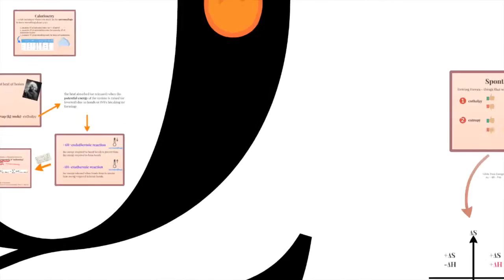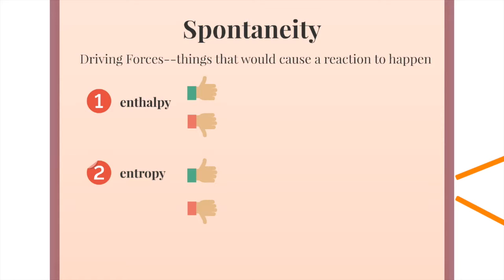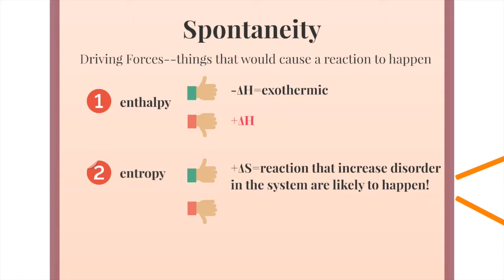The last part, spontaneity. There are 2 driving forces that will cause the reaction to happen, enthalpy and entropy. We just talked about enthalpy. So since reactions happen to become more stable and less potential energy means more stability, negative delta H, exothermic, is more likely to happen. Entropy is disorder or number of microstates. Based on the second law of thermodynamics, positive entropy, which increases disorder in the system, is more likely to happen.